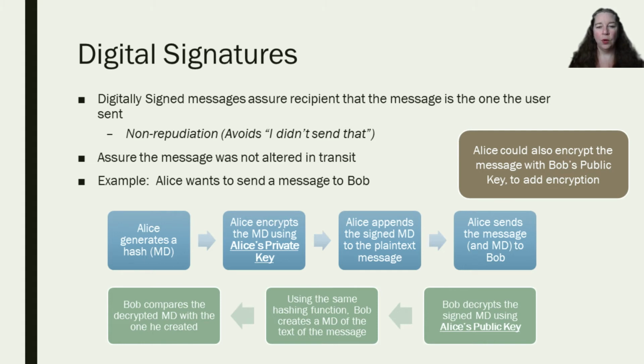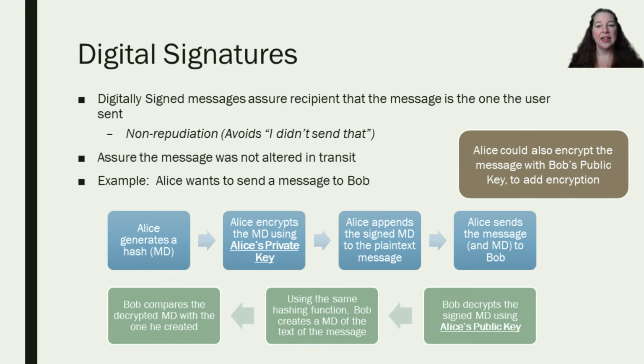We can add one more layer to this. That's the brown area here, which is that Alice can encrypt the message with Bob's public key. So before she sends the message to Bob, three steps in, she appends the signed message digest to the plaintext. Then she takes the message digest and the plaintext together and encrypts it with Bob's public key.